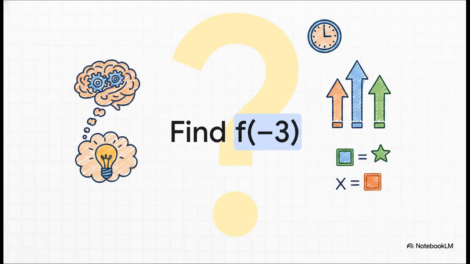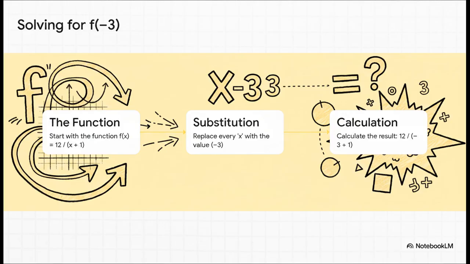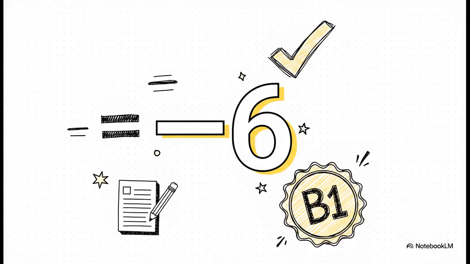The question is simple. Find f of -3. And the magic word here? Substitution. So, how do we do it? It's pretty straightforward. We take our function, f of x, and literally everywhere you see an x, you're just going to swap it out for a -3. That leaves us with 12 divided by, in brackets, -3 plus 1. And boom, that gives us our answer, -6.